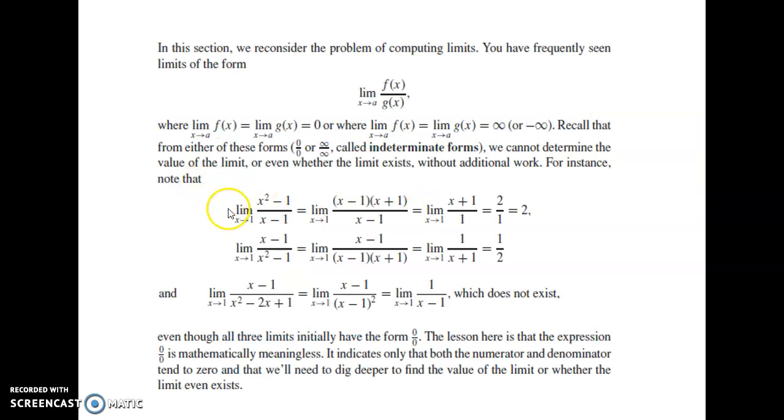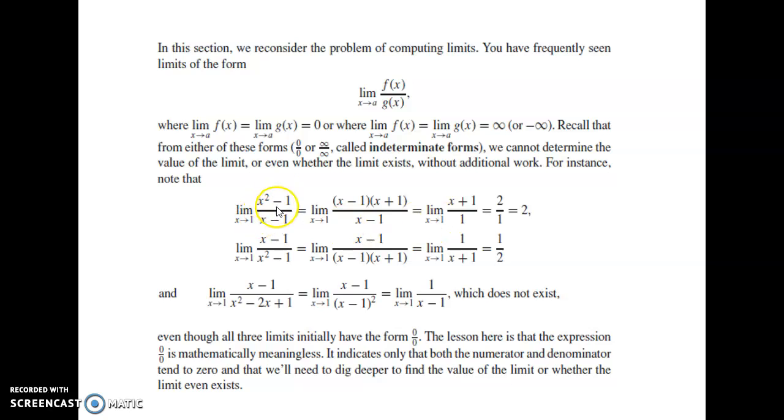Let's see three examples here. Limit of x square minus 1 divided by x minus 1, x square minus 1 divided by x minus 1, and x square minus 1 divided by x square minus 2x plus 1. If you substitute x is equal to 1 in all these three, you get 0 by 0. But we can factorize this. So we do this, and then x minus 1 cancels. We get this. Now I substitute x is equal to 1, I get the limit.